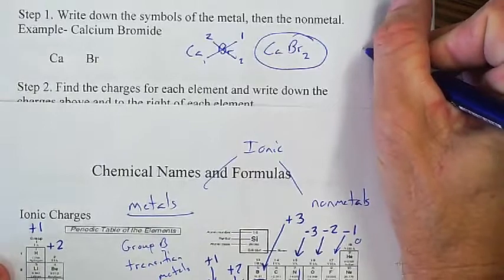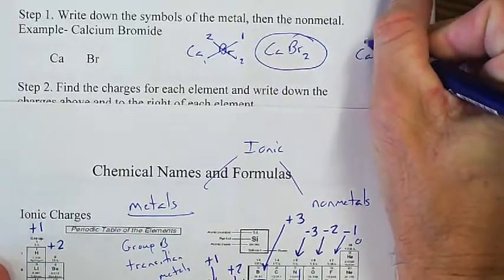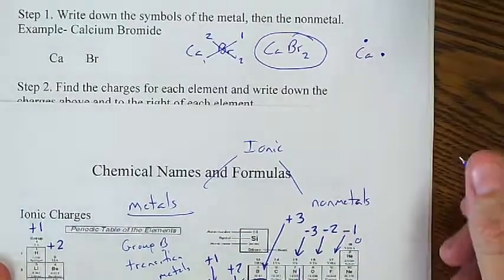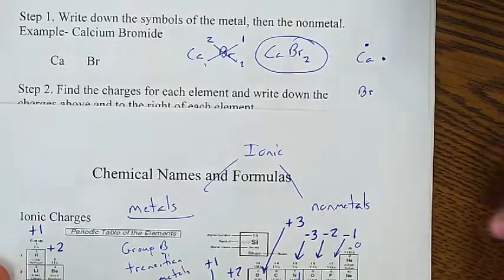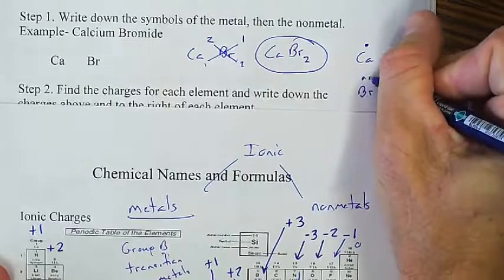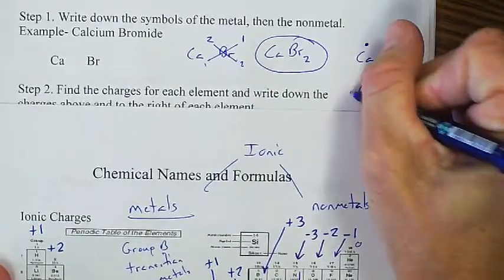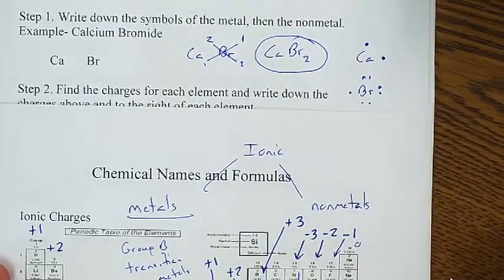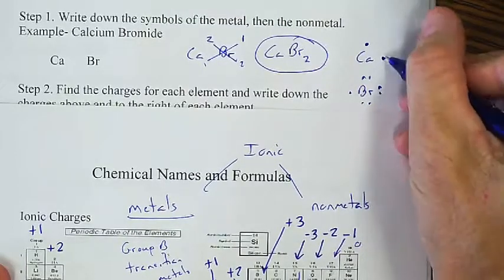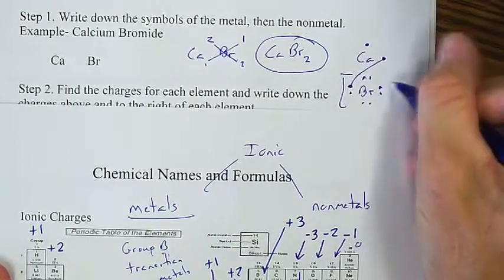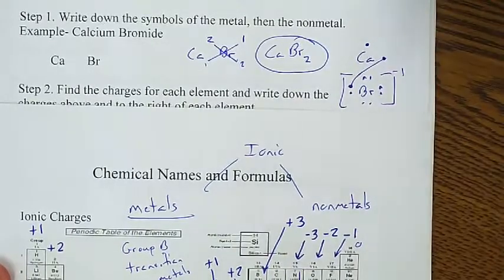Now calcium is in column 2, so I'm going to put 2 dots there. It's got 2 valence electrons. Here comes the bromine atom, and bromine's in column 7, so I'm going to put 7 dots around it because it's got 7 valence electrons. So again, calcium gives one of its electrons to that bromine, but now the bromine is -1, and it's got an extra electron, but it's full.